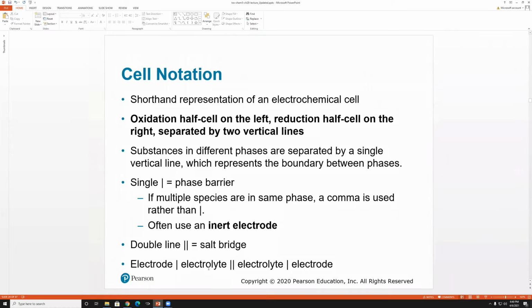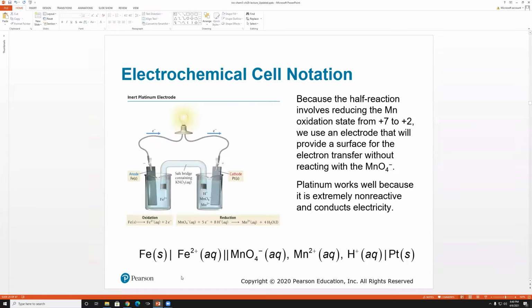So cell notation, we usually have single and these double lines. So single line means a phase barrier. So if you have two species that are the same and they have different phases, let's say one of them is a solid, one of them is a liquid, you denote their differences by one solid line. A double line means a salt bridge, and usually it's the oxidations on the left, reductions on the right. So anode is on the left, cathode on the right. So it goes anode, cathode in the same notation that it is shown in the diagram.